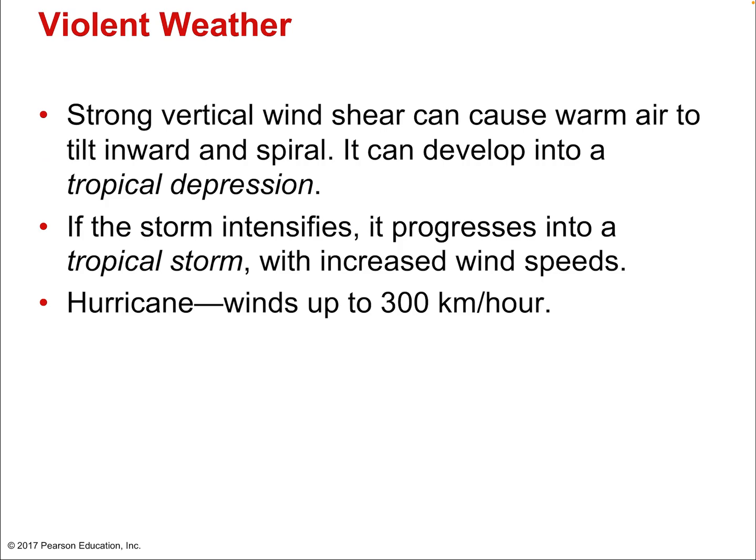So strong vertical wind shear in hurricanes or violent weather in general can cause warm air to tilt inward and spiral. It can develop into a tropical depression. Okay, tropical depressions are like pre-hurricanes. In the same way that a funnel cloud can become a tornado, tropical depressions can become hurricanes. If the storm intensifies, it progresses into a tropical storm, okay, with increased wind speed. Then there's a cutoff point where we define it as a hurricane, and that's once there's any winds in that storm that exceed 300 kilometers per hour, which is an exceedingly fast wind.